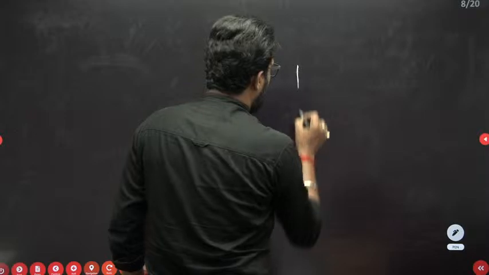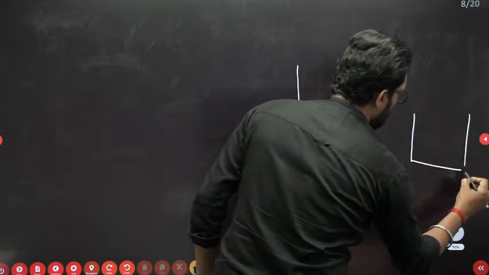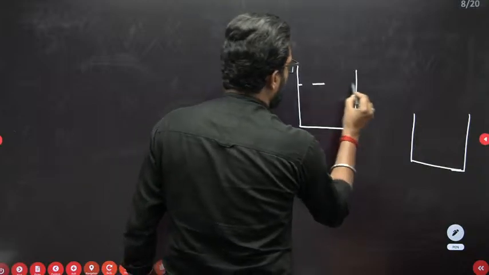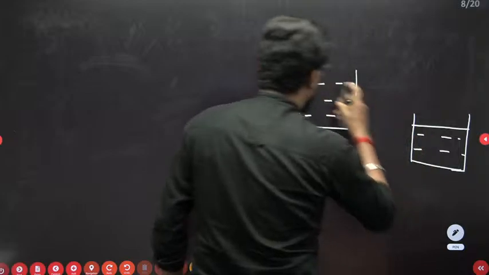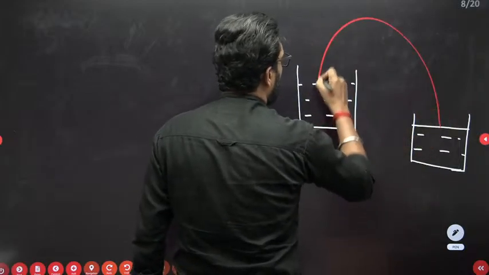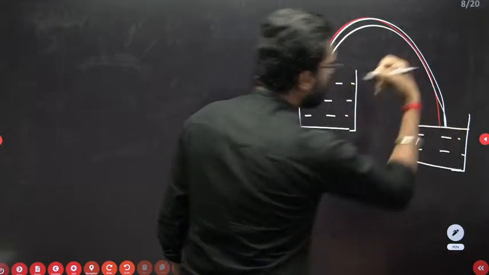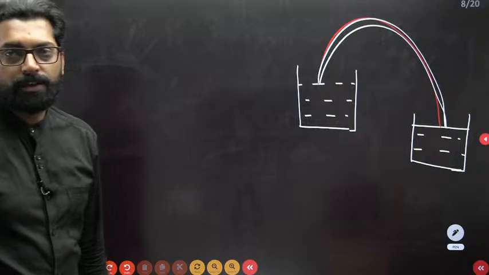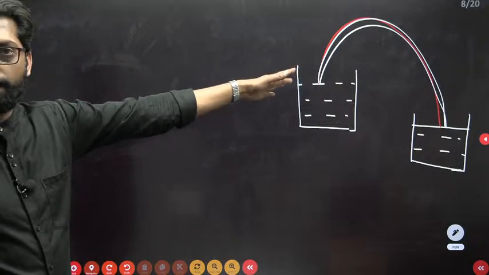There is one tank, there is another tank. This is filled by the fluid, and this is filled by the fluid. Now if you connect these two together with this pipe, this is your siphon, beta.